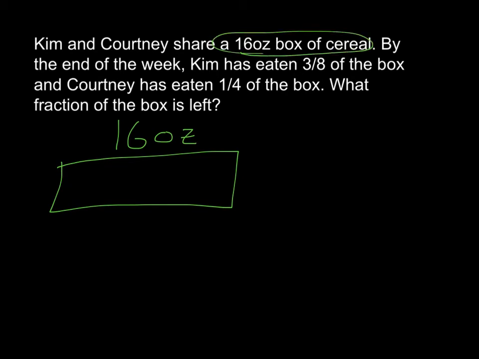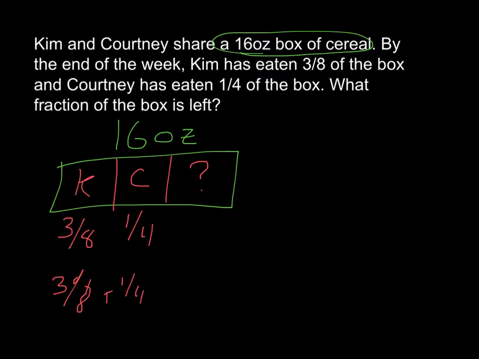Then I'm going to divide it into 3 sections. The first section is what Kim ate, and that is 3/8 of the box. And then Courtney ate 1/4 of the box. And I'm trying to find out how much is left. Now, what I can do is add these together, 3/8 plus 1/4.